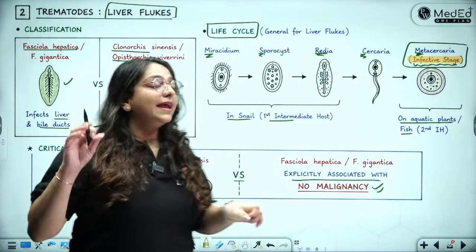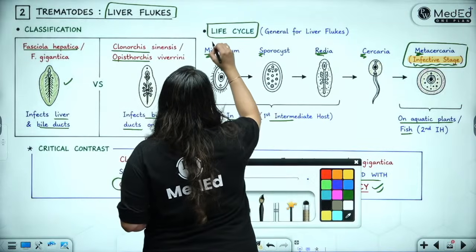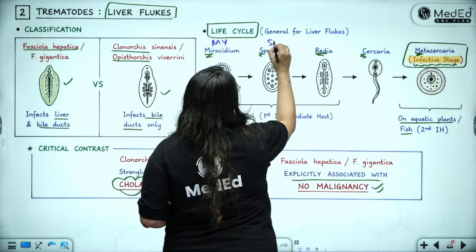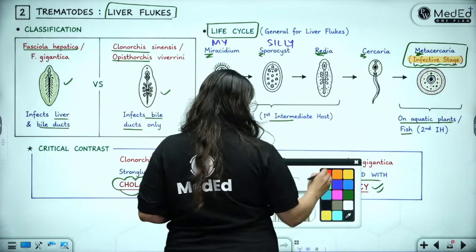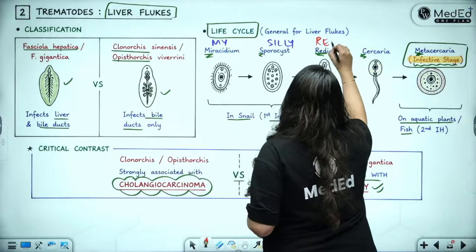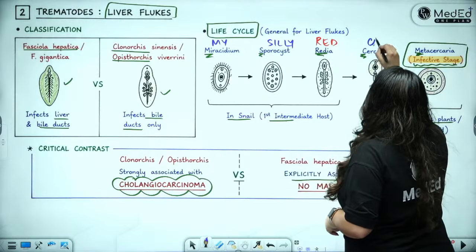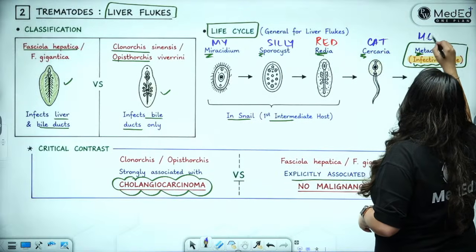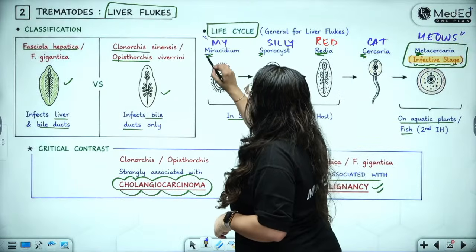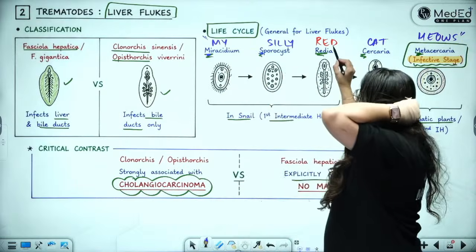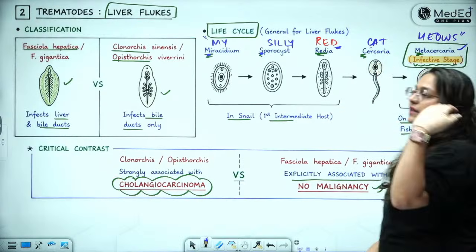Okay, then how to remember this? You have a beautiful mnemonic. The mnemonic is: my silly red cat meows. Okay. My silly red cat meows. So, Miracidium, sporocyst, redia, cercaria, metacercaria larva.